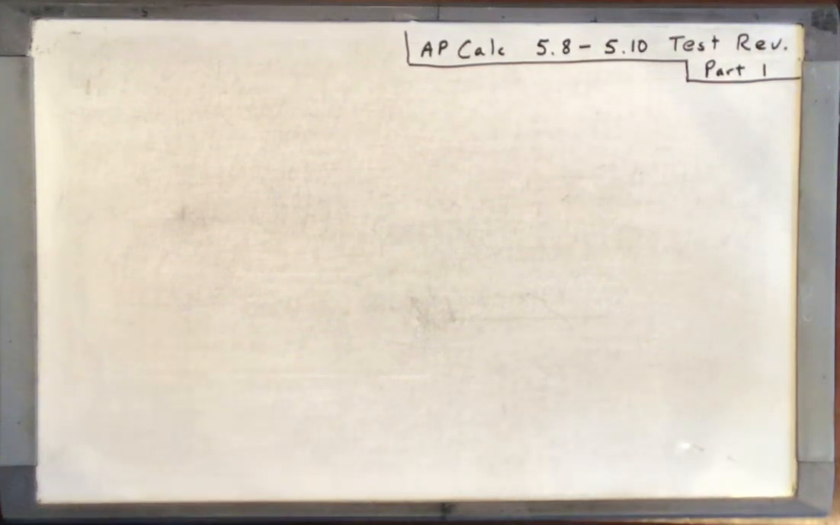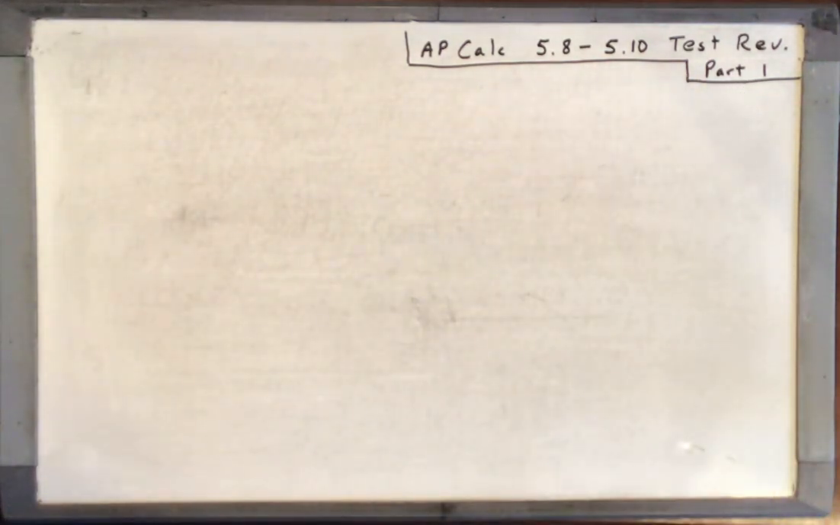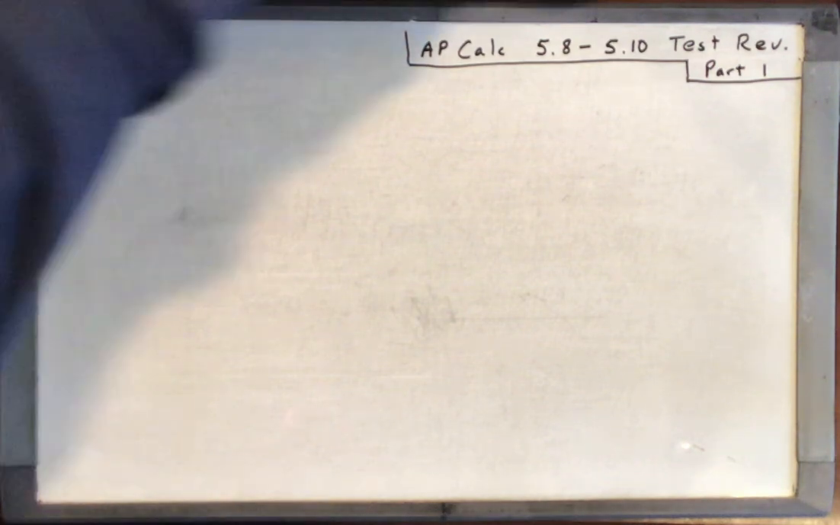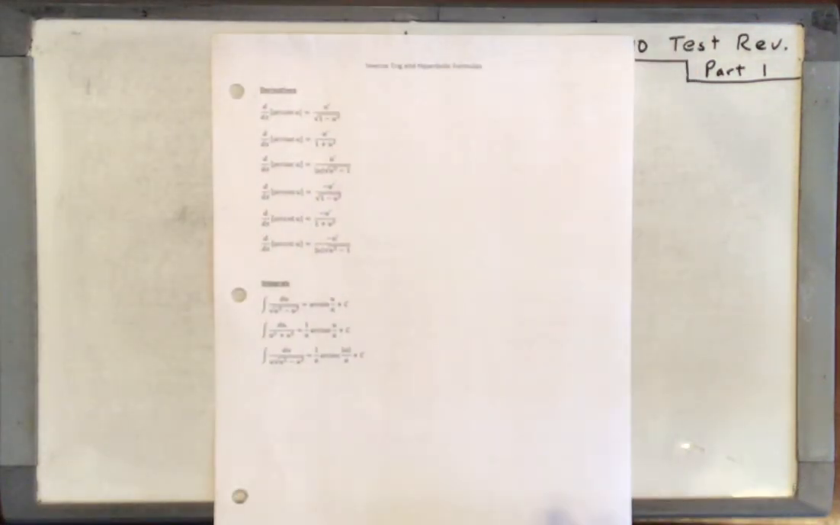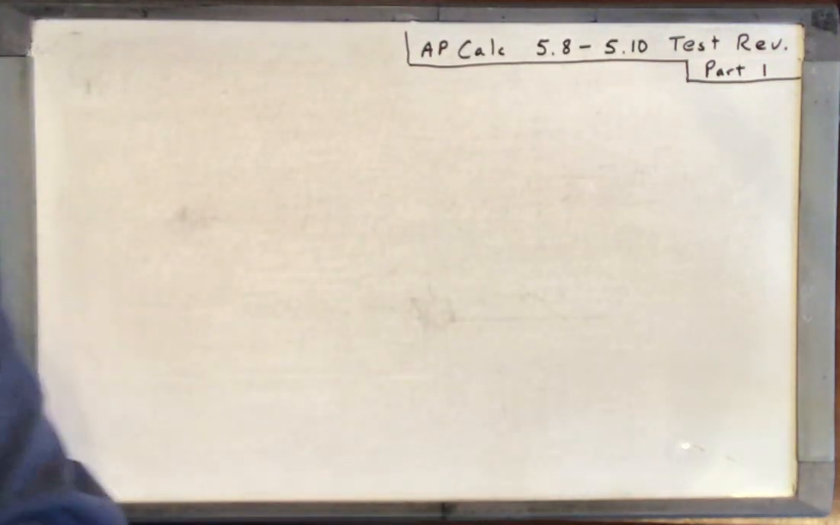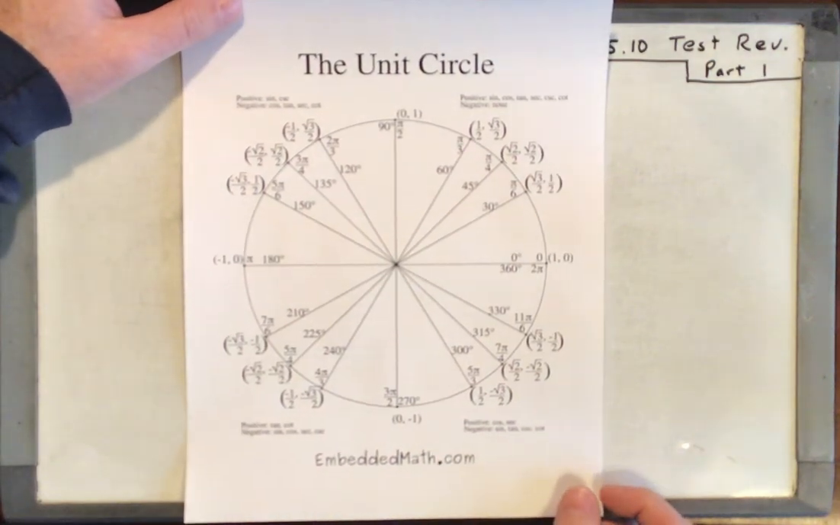Okay, this is AP Calculus section 5.8 through 5.10 test review. This video will cover part 1, the first half of the test review. And we are going to work some new problems in this review, so it's worth watching. And what you'll want available is your sheet that has all the formulas on it, and also have a unit circle handy. You will get the unit circle on the test.